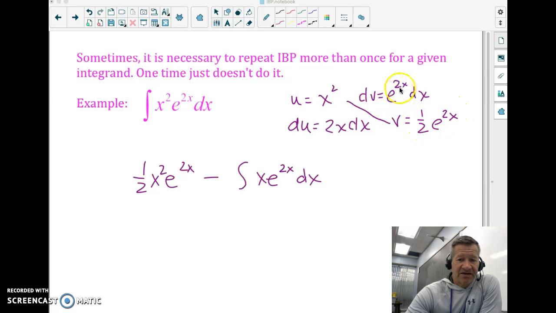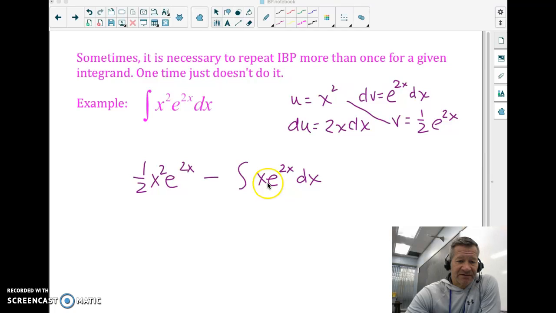Because the antiderivative of e to the 2x is e to the 2x divided by the derivative of 2x, which is 2, so 1/2. Now look what I get. When I go uv, I get half x squared e to the 2x. But then minus v du, half of 2 is 1, so I get x e to the 2x dx.